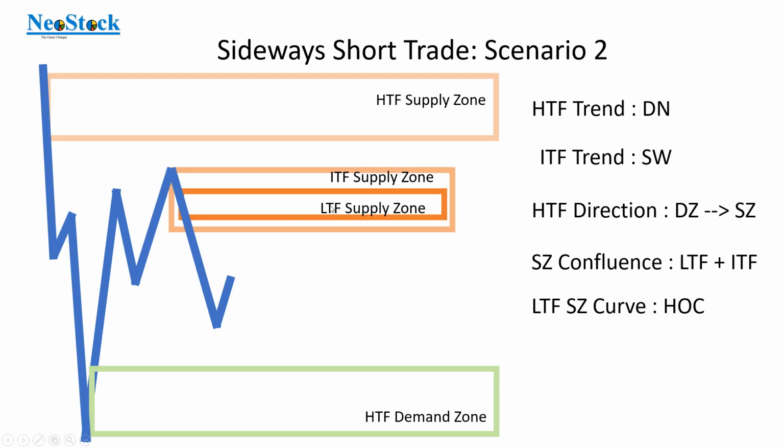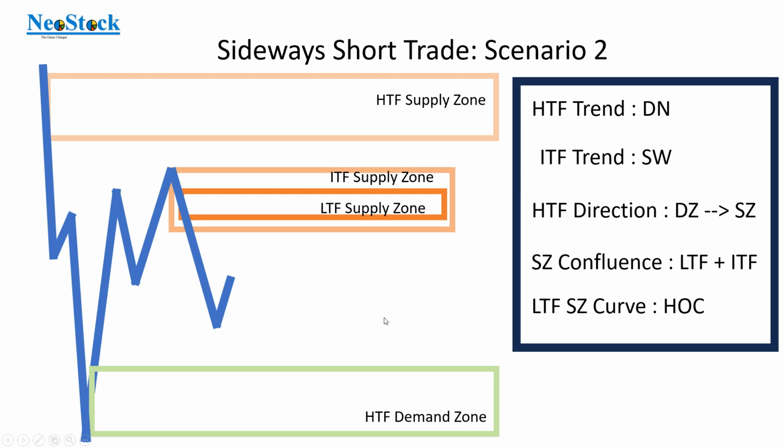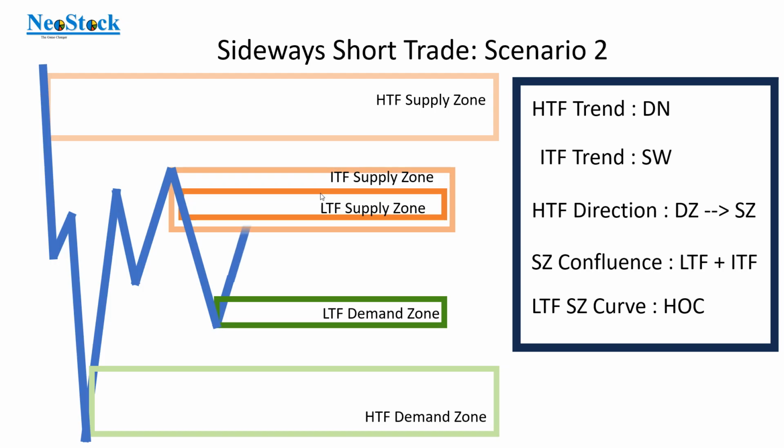Let us assume this LTF supply zone is at the high on the curve. Then you can plan the trade. And target should be the immediate LTF demand zone. This should be the target. Let us assume price has entered into this LTF supply zone. Because all these conditions are satisfied, definitely you can plan a short trade here. And your target is until the LTF demand zone. This is the second scenario.